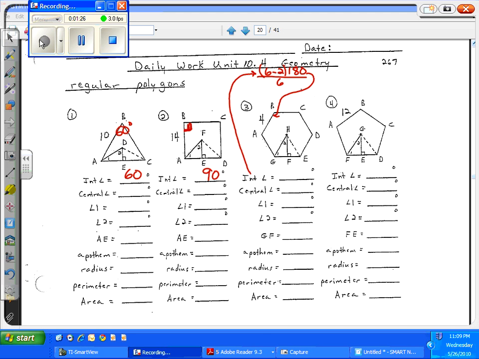To find the central angle, you're going to go 360 degrees divided by the number of sides. A triangle has 3 sides, so 360 divided by 3 will give you that. We don't really need that on a square because we know that these are pieces of the diagonals, and the diagonals of a square are perpendicular because the square is a rhombus. So the central angle there is 90 because we know the diagonals are perpendicular, and we didn't even need the 360 divided by n.